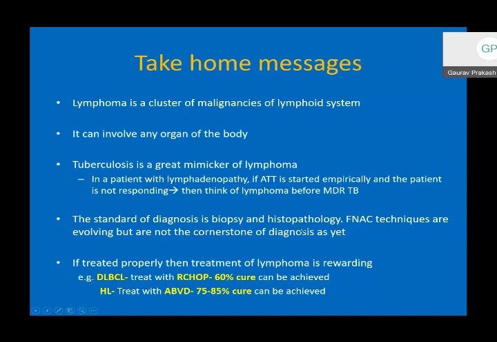The standard diagnosis and biopsy histopathology I have just discussed. Last line: if you treat DLBCL the way I have just shown you and the patient responds to therapy, 60% cure can be achieved in DLBCL, which is the commonest lymphoma. If Hodgkin lymphoma is treated properly with ABVD, a cure rate of 85% can be achieved. So treatment of lymphoma can be very, very rewarding, and therefore all attempts must be made to diagnose these patients early, to provide them therapy, and to follow them diligently.